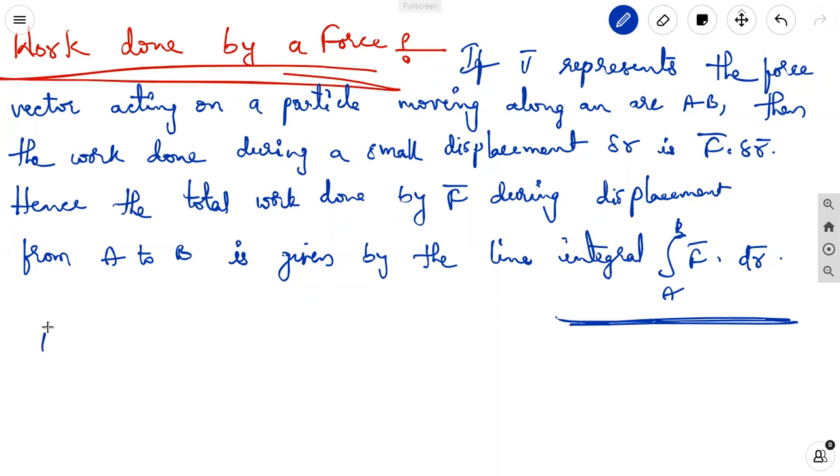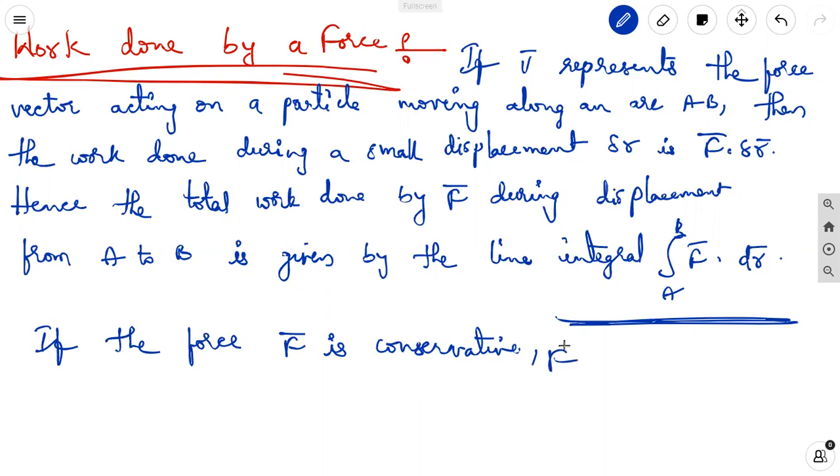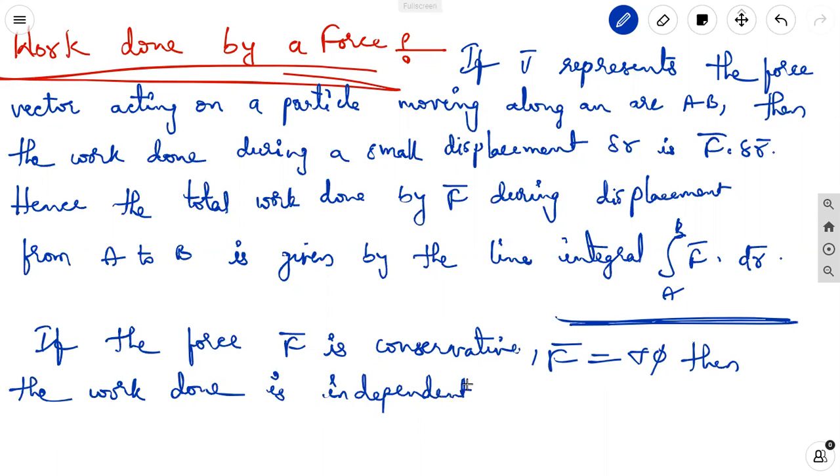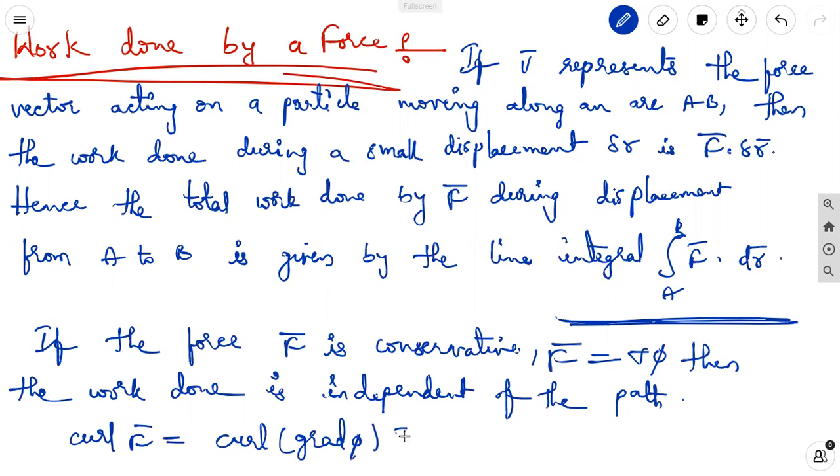Okay. In this, if the force F vector is conservative, what is the relation? It satisfies conservative. Then F vector equals del pi. Then the work done is independent of the path. In a similar way, in the case of curl F vector equal to curl grad pi equal to 0 vector, pi is called the scalar potential. We already discussed this one in differentiation.